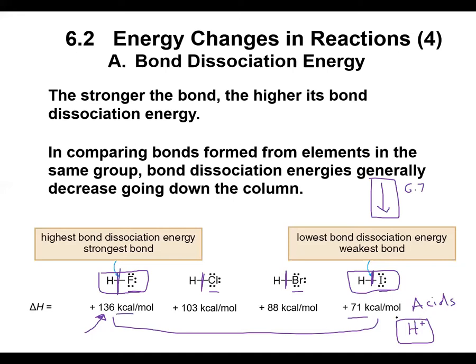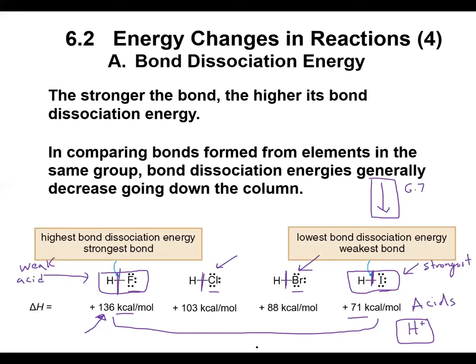In terms of acids, going this way, this would be your strongest acid. This would be your next strongest, and this would be your next strongest. And then this one over here, HF, is actually a weak acid. It all has to do with the bond strength.